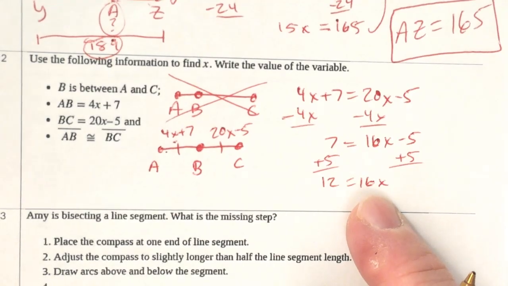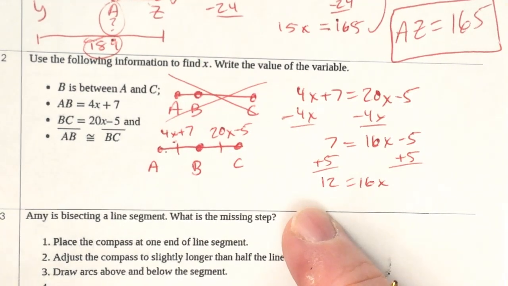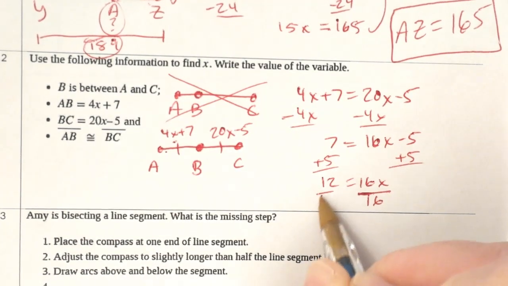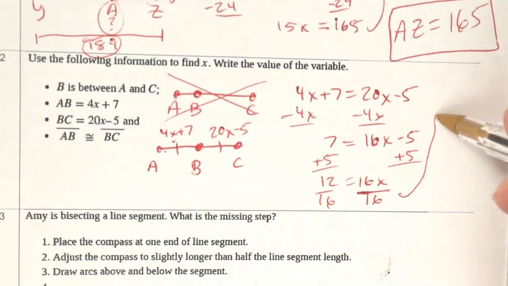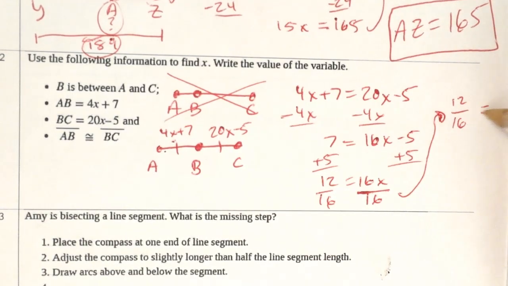This is what trips up a lot of people. Well, I can't divide that 16. Just go through the motions. We are going to divide by 16 on both sides, right? So we're left with, I ran out of room, so I put it up here, 12 over 16 is equal to x.